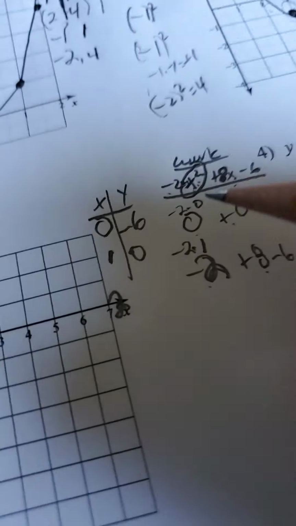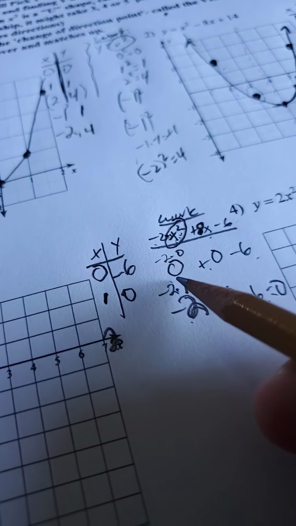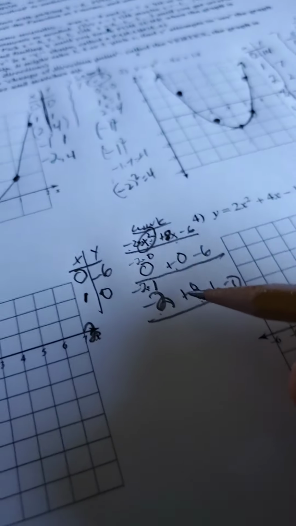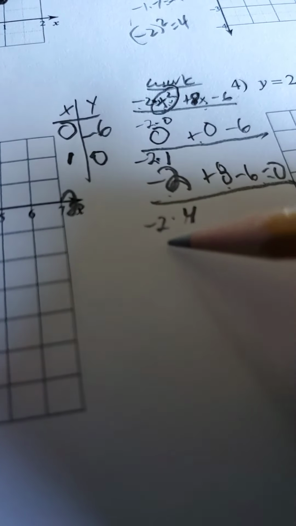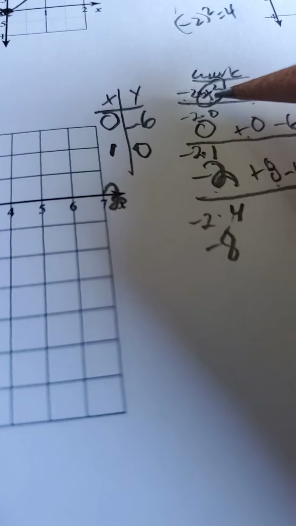Okay, plug in a 2. I square it first and get 4. Let me section these off. There's the first set of work. There's the second set of work. Here's the third set of work. Okay, I plug in a 2 and I square it and get 4. Multiply by -2 and get -8 for the first term. If I put a 2 in for x, I'm going to get -8 for the first term.